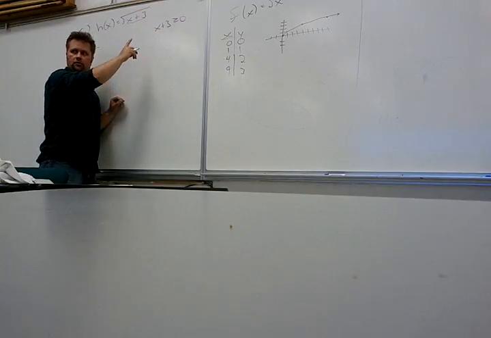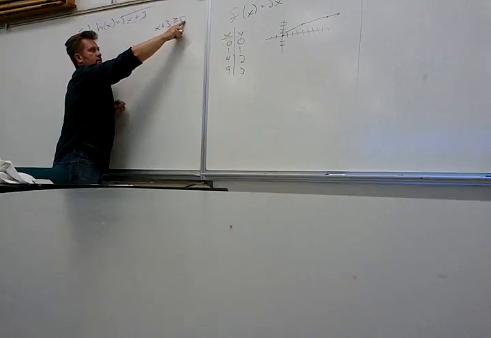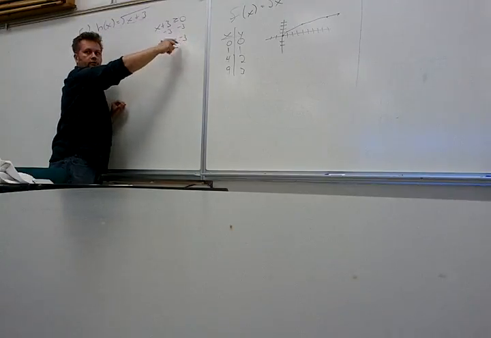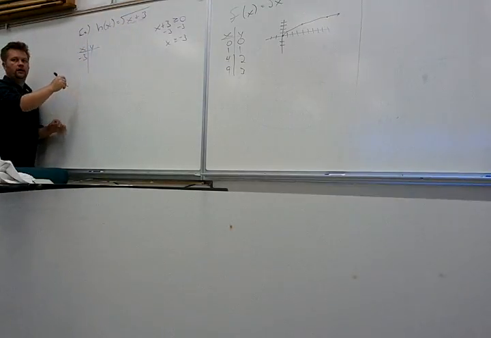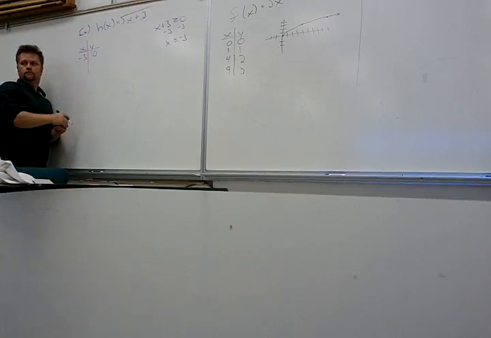You guys remember how to find the domain for this case? You say in English what the restriction is. The inside's got to be at least 0. Write it in math and solve. There you go. It's got to be at least -3, because -3 makes it 0. That's the smallest number I can take the square root of. So the square root of 0 is 0.